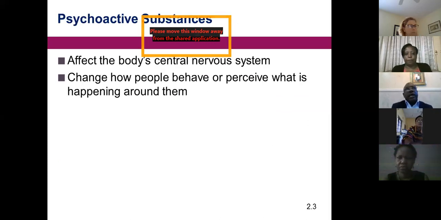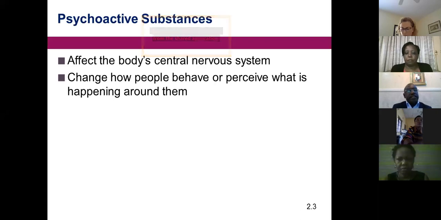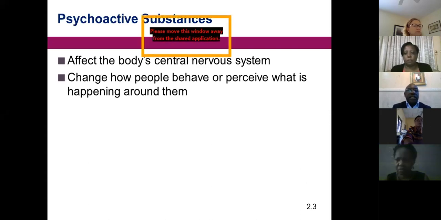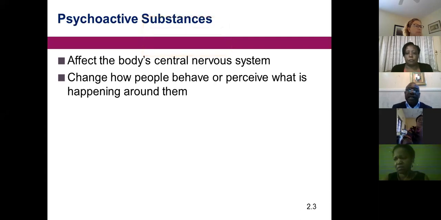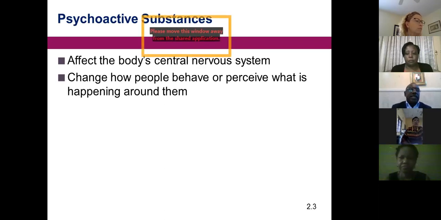I recall last time, Dr. Morocco gave us some definition of terms, and one of those was psychoactive substance. So what are psychoactive substances? Psychoactive substances affect the body's central nervous system. The central nervous system consists of the brain and the spinal cord. But we also have a peripheral nervous system. But here we are focusing mainly on the brain and the spinal cord, which make up the central nervous system. And these substances change the action of the brain and the spinal cord to change how people behave or perceive what is happening around them.